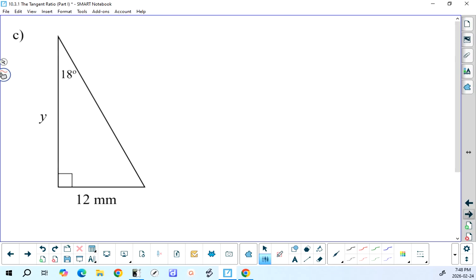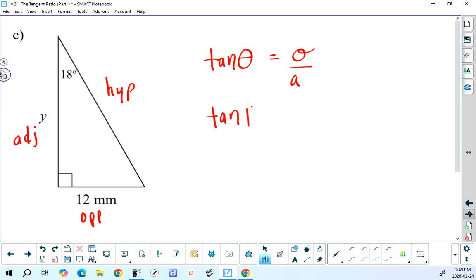Let's try a couple more quick ones. We want to find the value of y. So hypotenuse is here. 12 is opposite. Y is adjacent. My formula is tangent of the angle is equal to the opposite side over the adjacent side. So I can write tangent of 18 degrees equals the opposite over the adjacent, and I cross multiply and I solve.